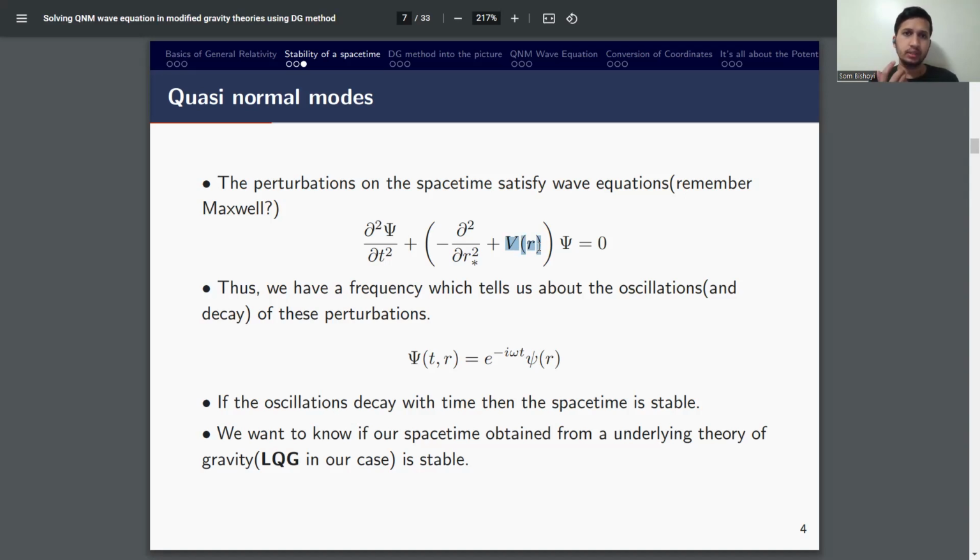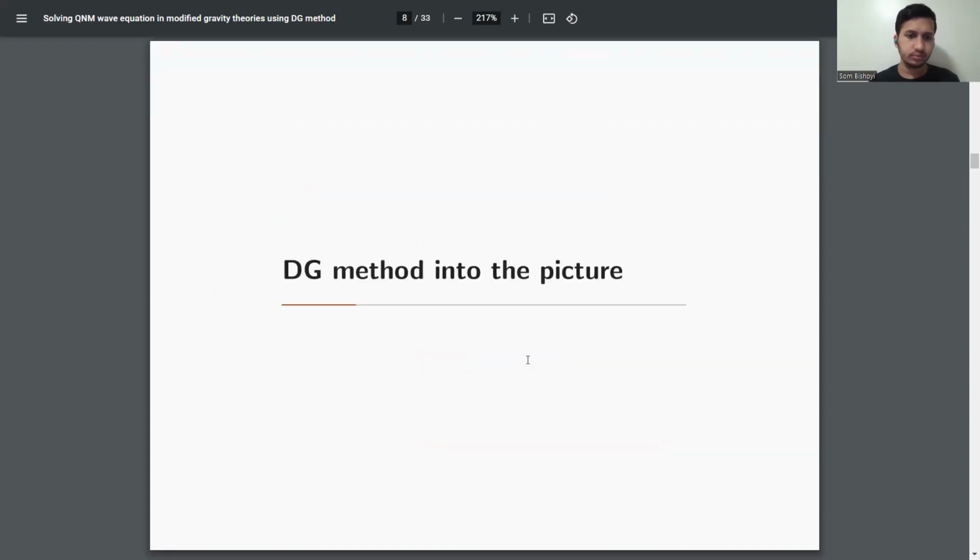So, we know that the solutions of a wave equation are like waves or oscillations, and the solution can actually be written in this form, where there is an e to the power minus i omega t dependence, and this omega has a real part and an imaginary part, and the imaginary part is what determines the amplitude or the decay of the oscillations. So what we want to know is if our space-time, which is obtained from some underlying theory of gravity, for example, loop quantum gravity in our case, is stable or not.